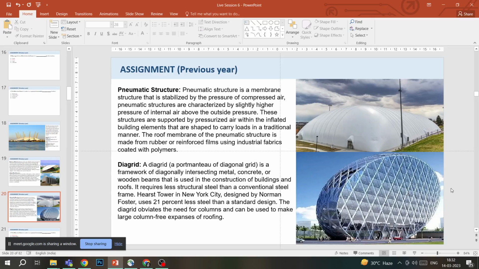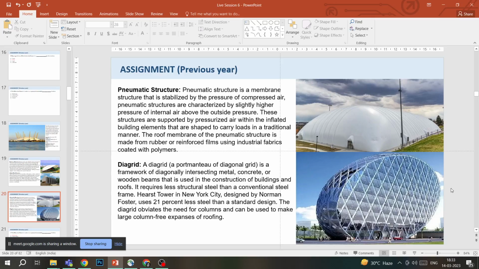Then diagrid, because we covered diagrid in the last week's lecture, but I will again mention what a diagrid structure is. So a diagrid structure is a framework of diagonally intersecting metal, concrete or wooden beams that are used in the construction of buildings and roofs. It's like a grid but not orthogonal. It's a grid that is diagonally formed.